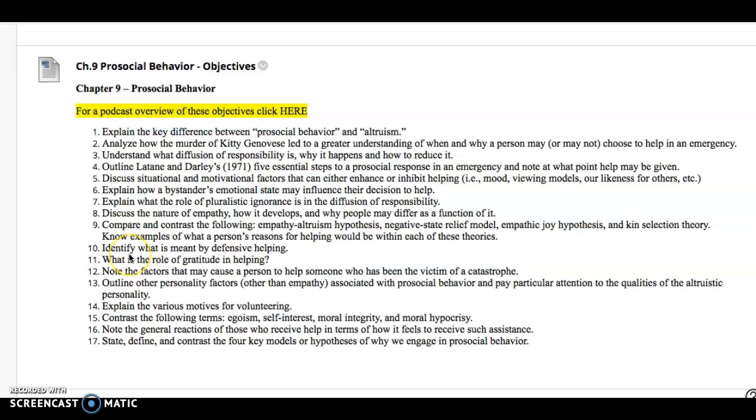Identify what is meant by defensive helping. When a person helps in a defensive kind of format or strategy, what does that look like? And also, what is the role of gratitude in helping? We think of this word gratitude, being grateful. How does that play a role in whether or not someone helps, and how?